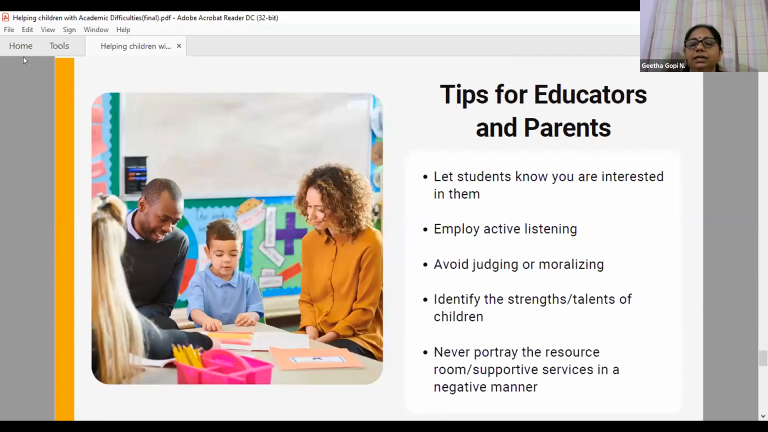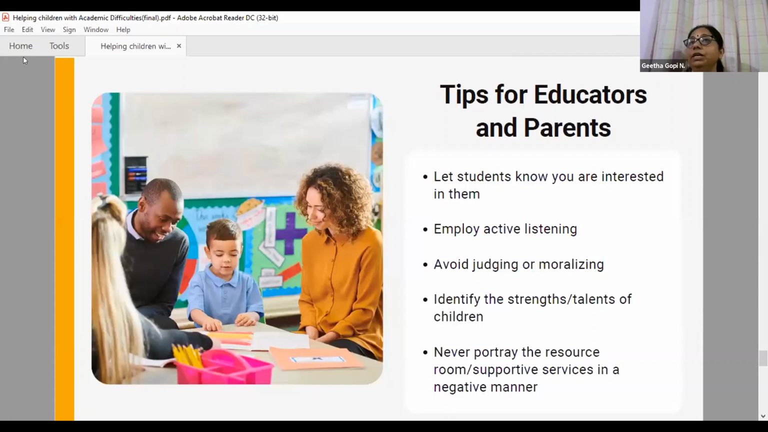And as I said earlier, avoid judging or moralizing what they're doing. Instead, try and understand why whatever learning challenges or behavior challenges they are presenting in the classroom or at home are happening. So getting to the why of those things and trying to understand, is there a better way you can support them to overcome those challenges, that would really help.